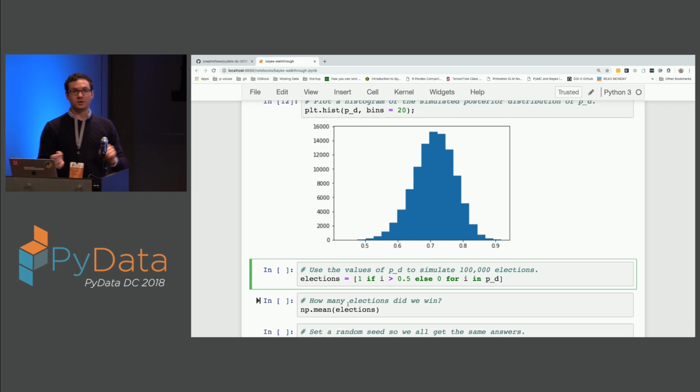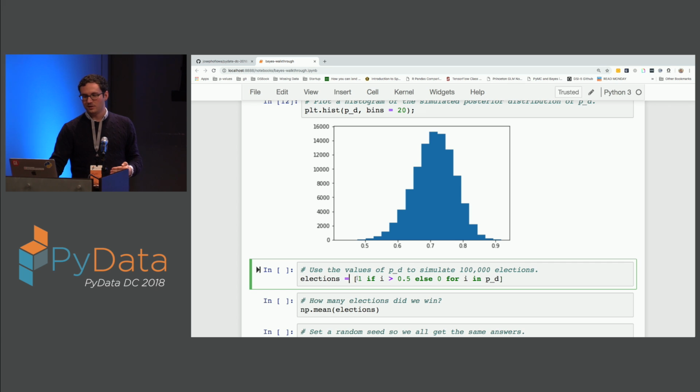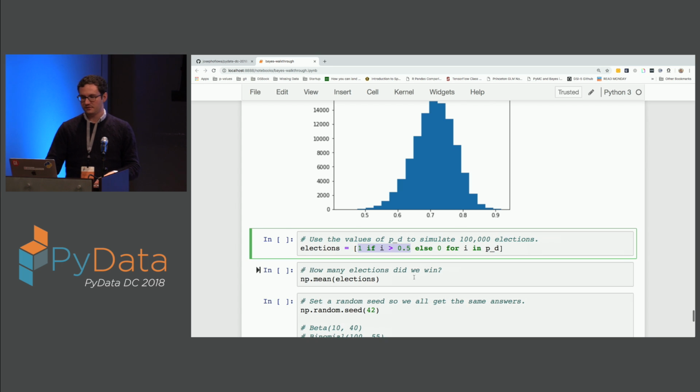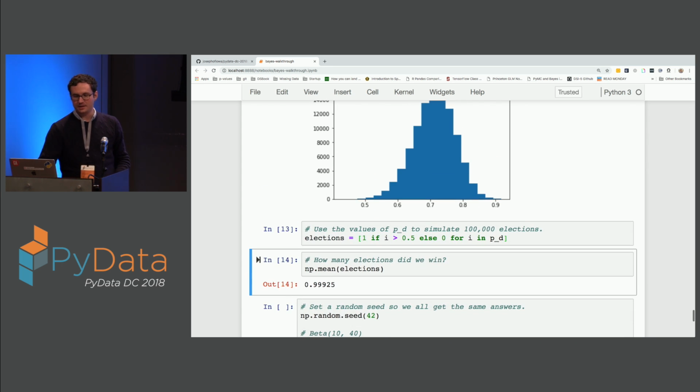I can then convert this into elections by literally going through every value in the simulated distribution and saying, let's call this a win if they had higher than 50%. And we can check out that mean. If we look here, based on that data we sampled, the Democrat has a 99.925% chance of winning based on that posterior distribution, which combined our poll and our prior beliefs.